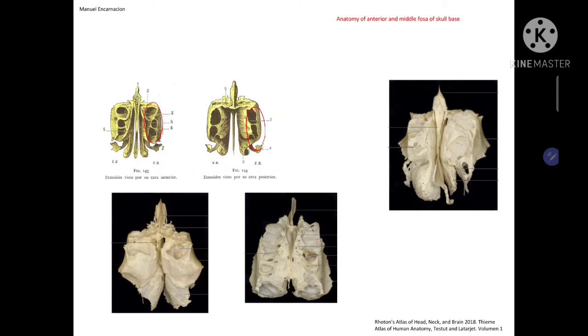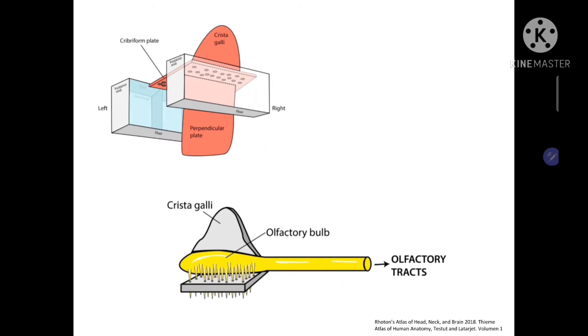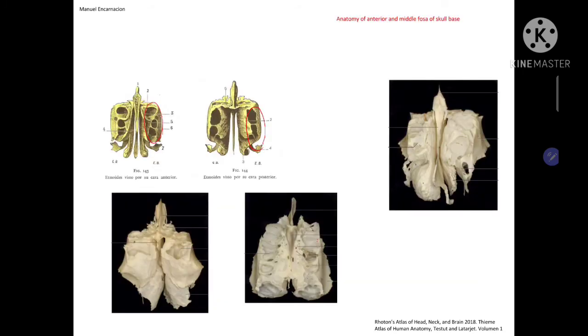This surface usually presents two channels, one anterior and the other posterior. These two channels are marked here. When they join with the frontal bone, these two channels become canals. These are the anterior ethmoidal and posterior ethmoidal canals.